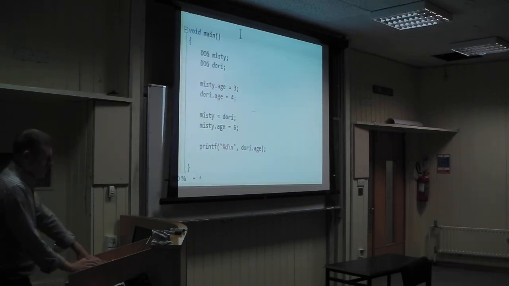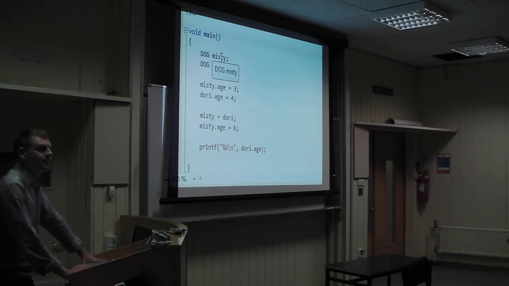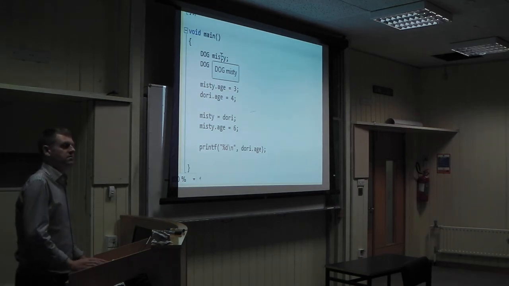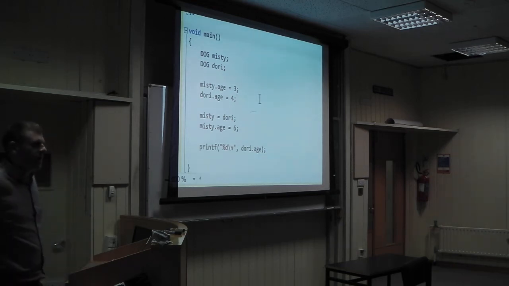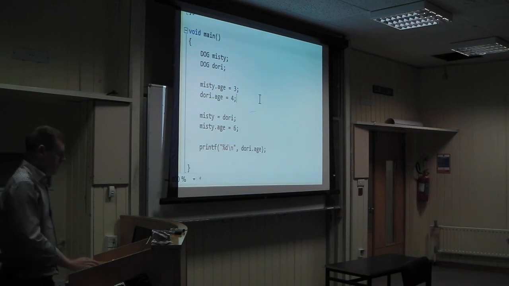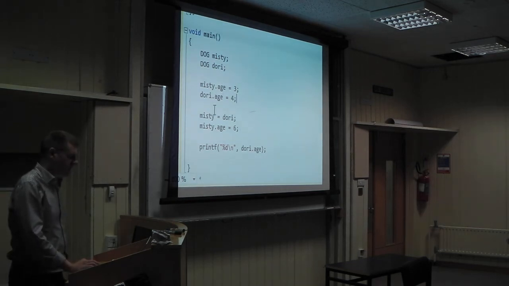Okay. Dog Misty. So that's created a struct, which is Misty. It's got one element in it called age. We've got dog Dory, so you can go Dory.age and Misty.age. I've got Misty.age is equal to 3, Dory.age is equal to 4. Everything's okay up until that point, right? If you were to print out Misty.age at this line here, you'd get 3, and if you were to print out Dory.age at this line, you would get 4, wouldn't you?